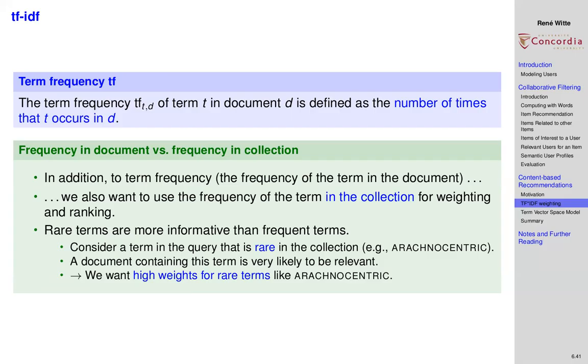So for example, you have a word that's very rare, like arachnocentric, then you want to give this word, if you find it, a higher weight than a word that appears very often. Consider a word that is extremely frequent, like "the" or "a". These words appear everywhere and they would get a very high count, but they are not as informative as a word like this, which might appear only a very few times in your whole collection.